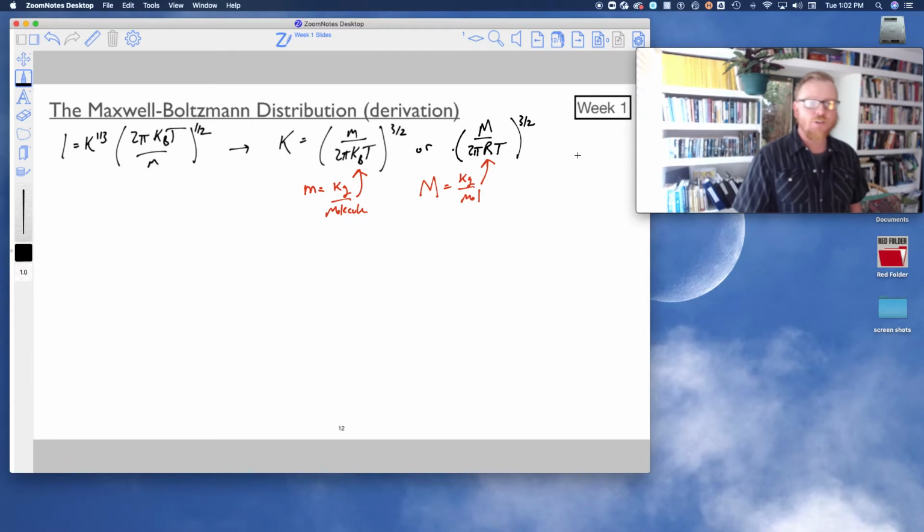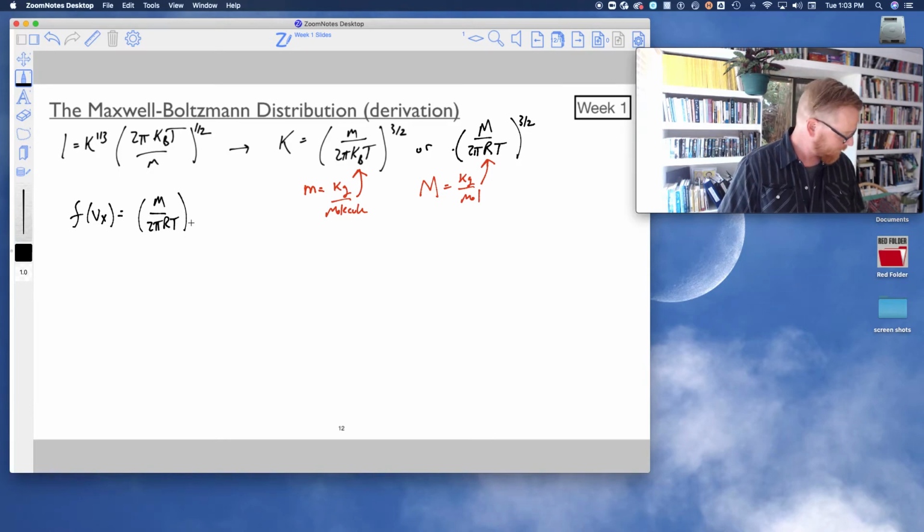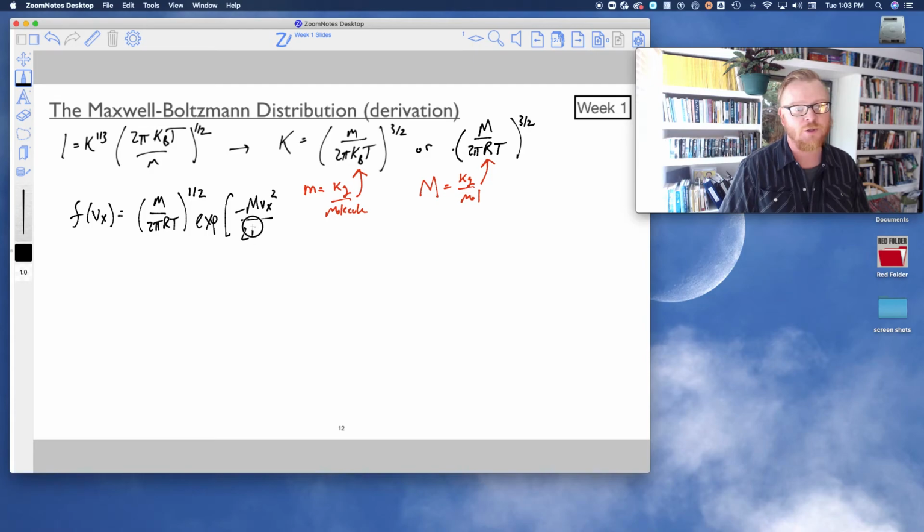Okay. So now I can go back here and I can write my function f of Vx equals that constant k raised to the 1/3 power. I'm going to go to using R, that's a capital M, 2 pi RT, now to the 1/2 power, and then that's times the exponential of negative capital M Vx squared divided by 2RT. And so that's going to be our function for f of Vx.